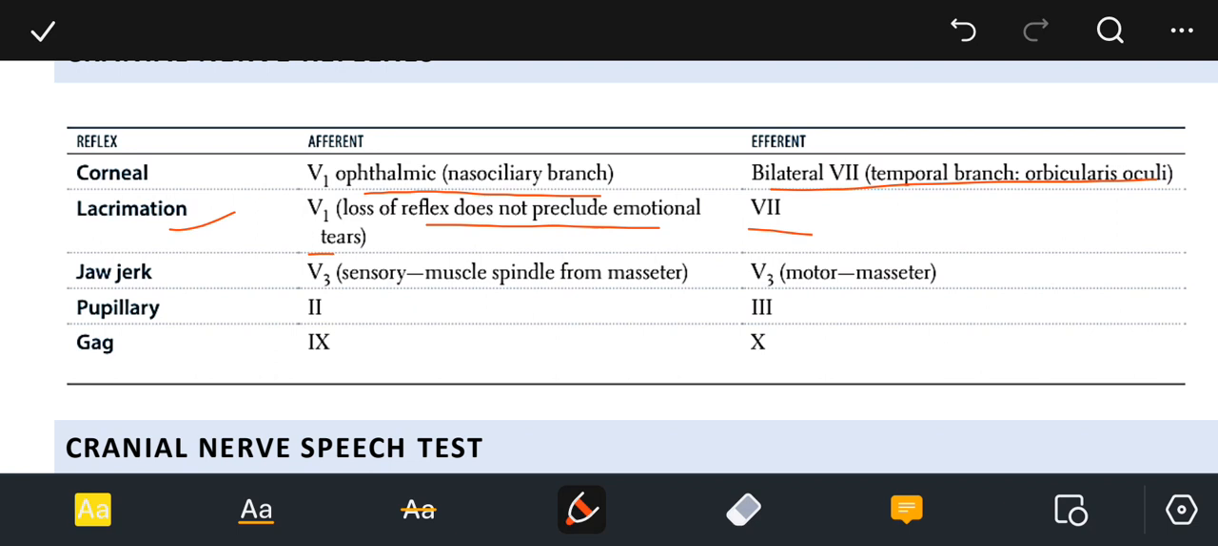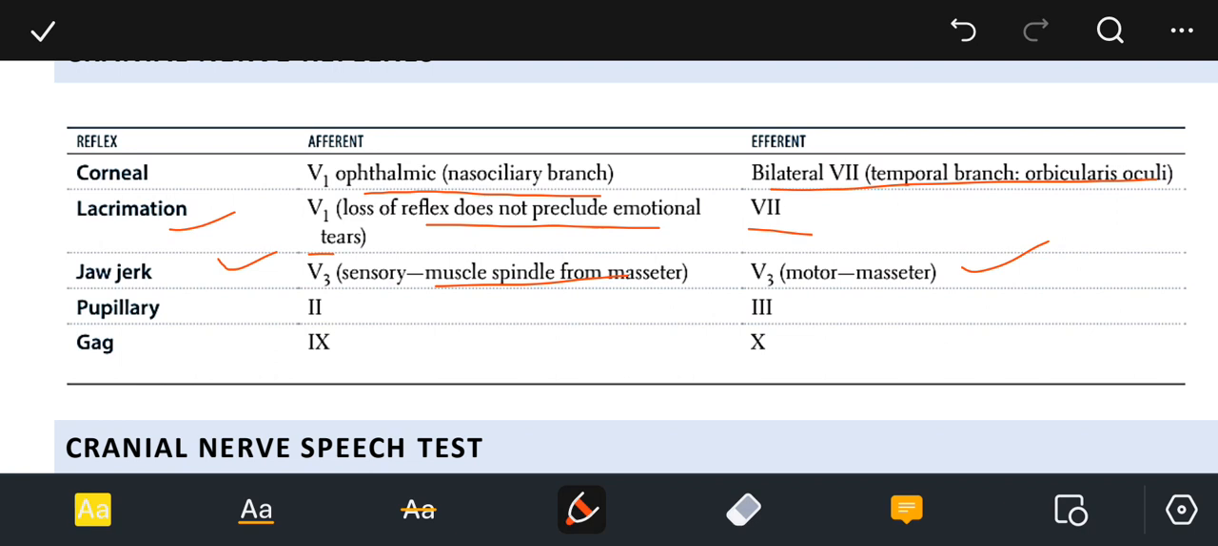The jaw jerk is not present in any normal subject; it is a sign of some problem or pathology. So V3 carries the sensory muscle spindle fibers from the masseter. V3 is the mandibular branch of the trigeminal nerve that takes the sensations, and it is also a motor nerve that causes the masseter muscle to contract. So V3 takes the sensation and brings back the motor response, which means that V3 is a mixed nerve that contains both sensory and motor components.